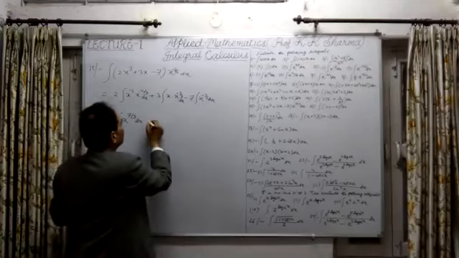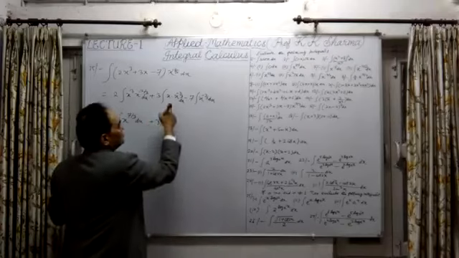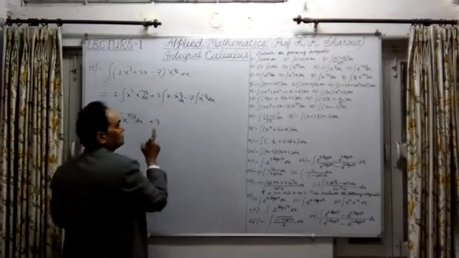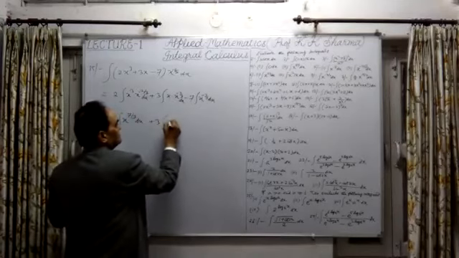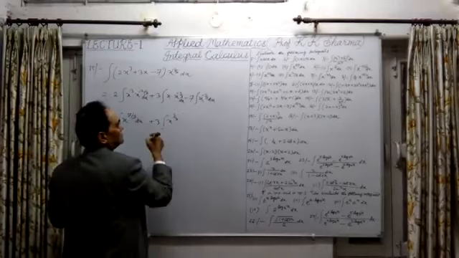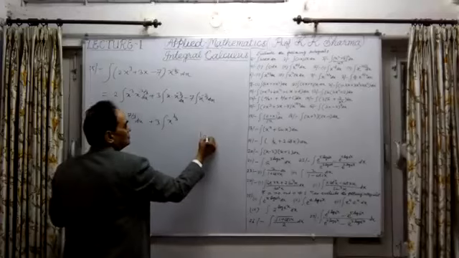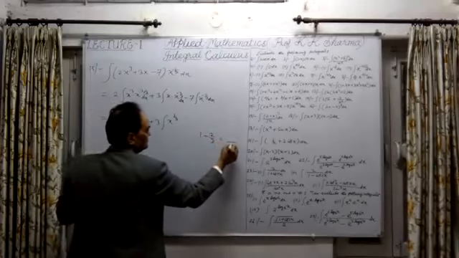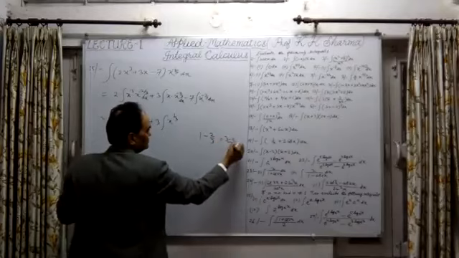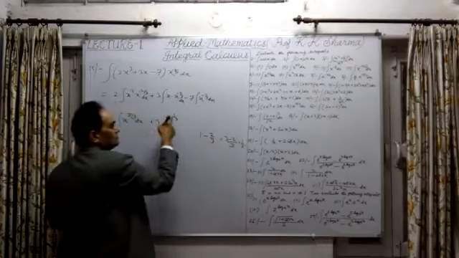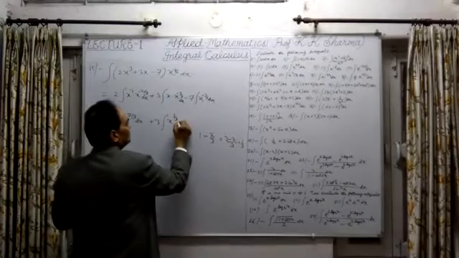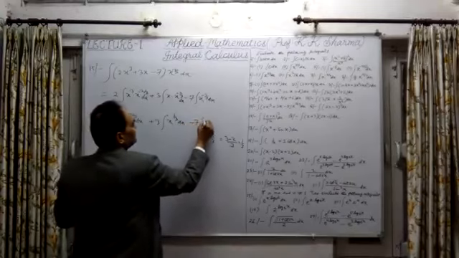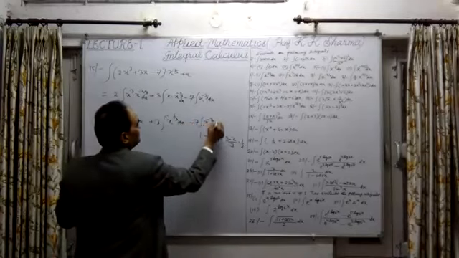Plus 3 into x raised to power 1 by 3. Sorry, it is 1 by 3 only, positive. Why? Because if I add 1 minus 2 by 3, LCM is 3, 3 minus 2, it is 1 upon 3 here. That's why I have written it here. Yes, this is dx. Minus 7, this is x raised to minus 2 by 3.